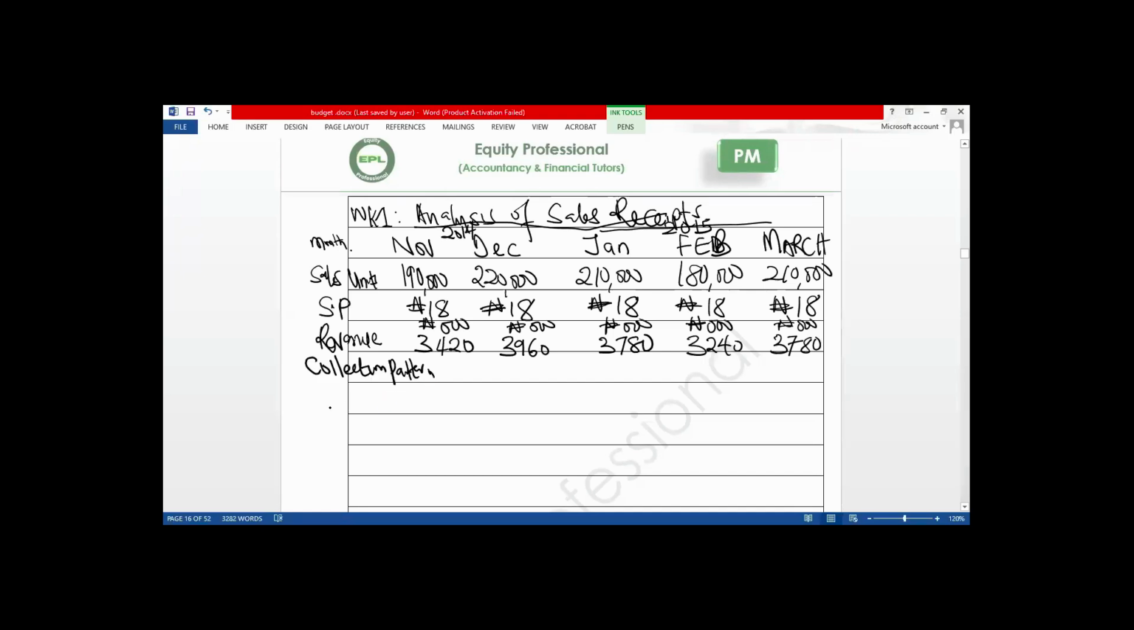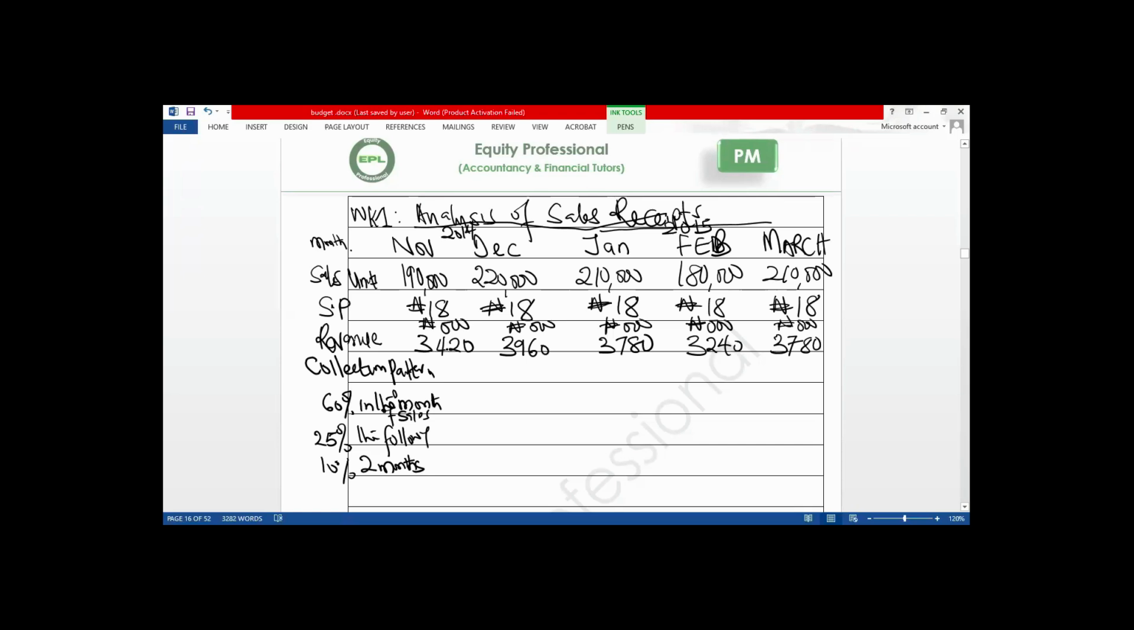Examiner states 60% to be collected in the month of sales, 25% the following month, 10% 2 months after. This is the collection pattern.